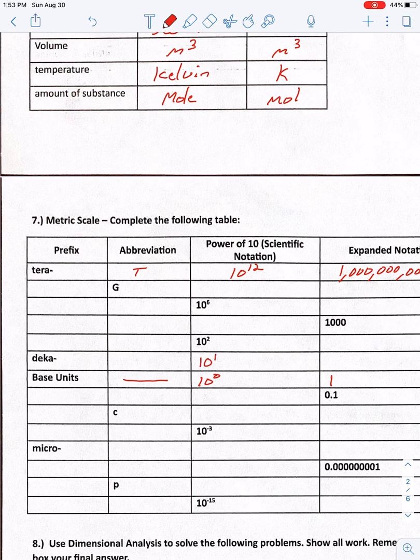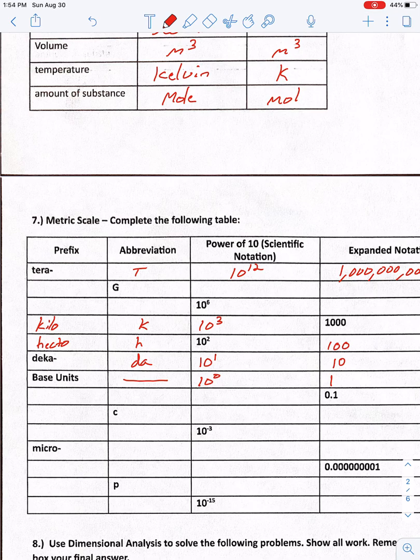So 10 to the 1, and this is deca. This would be da, and that number would be 10, so we're adding a 0. 10 to the 2 is our next power, which is considered hecto, and the abbreviation would be h. That is 100, so we add another 0. Then we have kilo. The abbreviation would be k, and this would be 10 to the 3rd power. As you can see, we started at base with 10 to the 0, then it goes 10 to the 1, 10 to the 2, 10 to the 3.